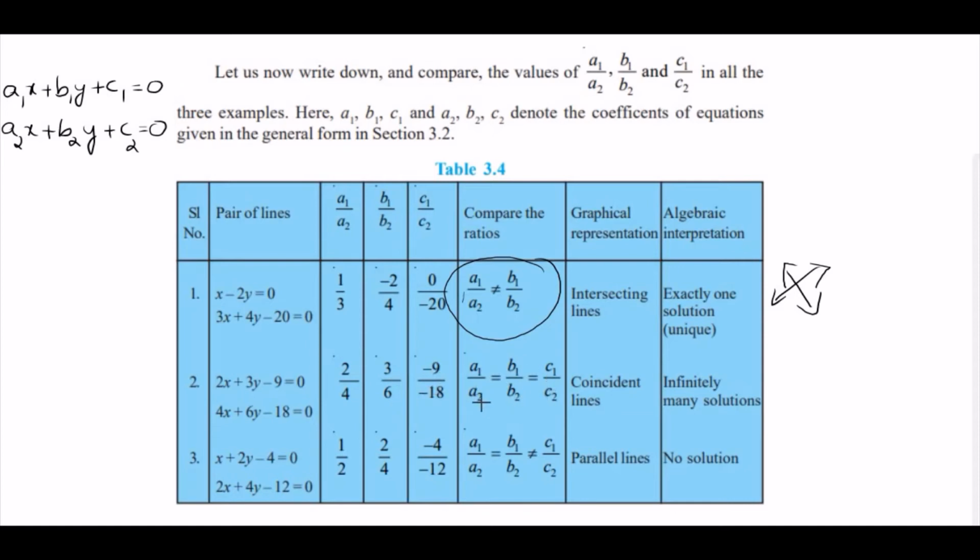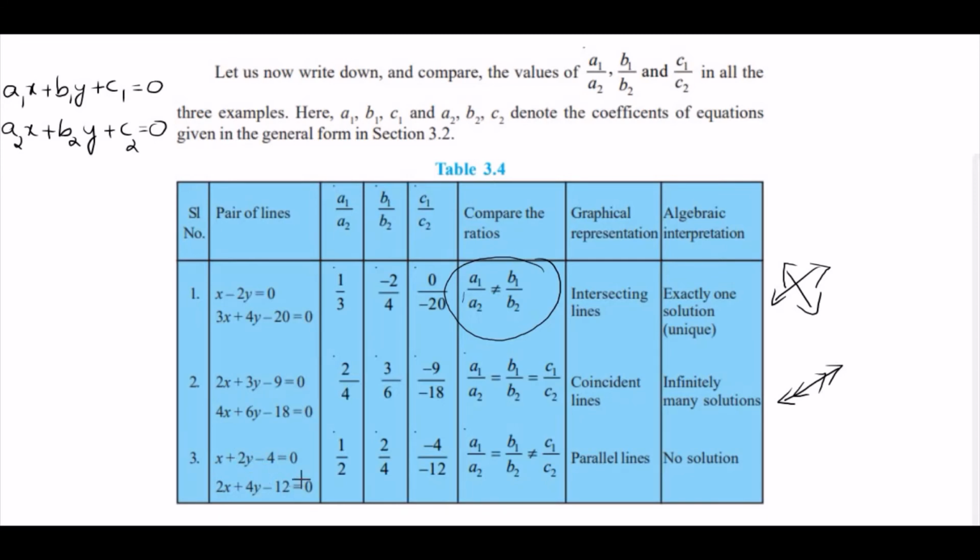When you compare the ratios and you get A1 by A2 equal to B1 by B2 equal to C1 by C2, you can conclude that in the graphical representation you will get coincident lines. That is, the lines are coincident. And when the lines are coincident, you know there will be infinitely many solutions. These are the two methods by which you find the solutions. So infinitely many solutions for this pair of linear equations in two variables.